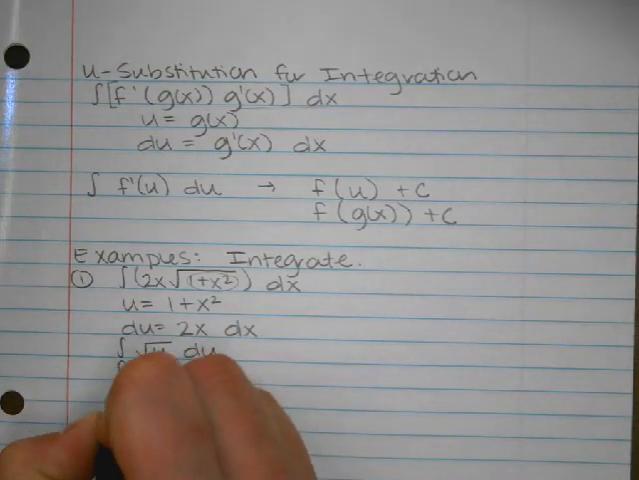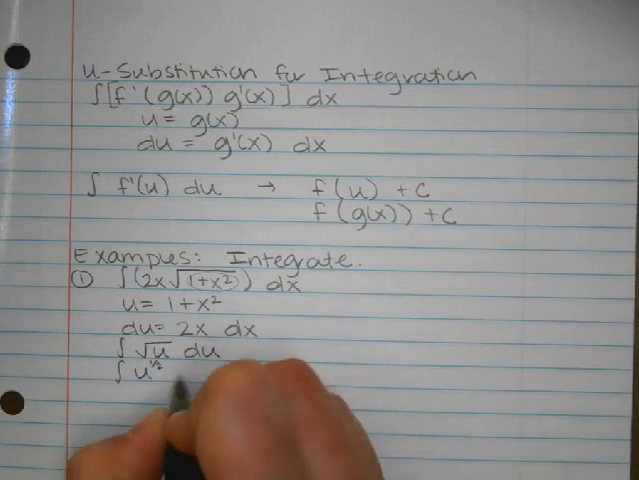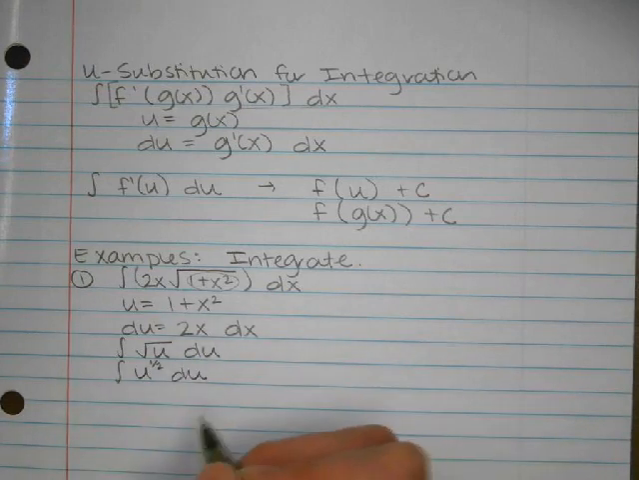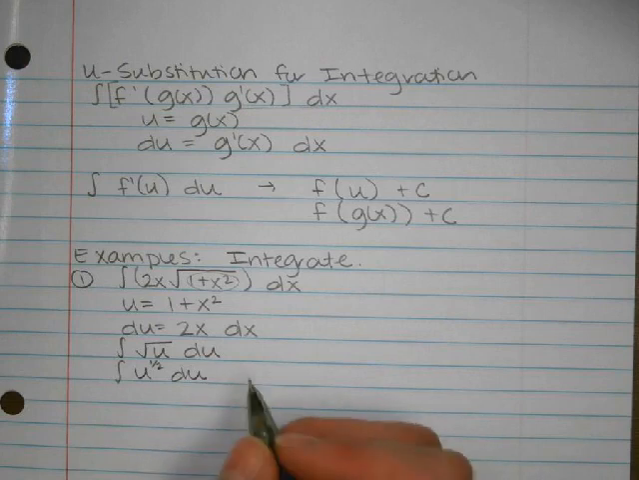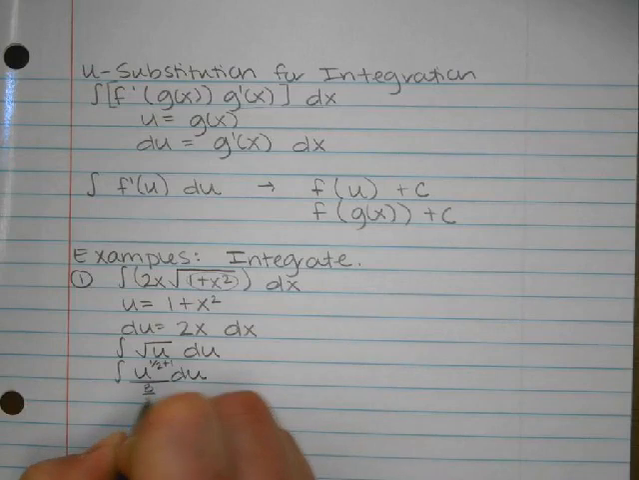So I'm going to go ahead and rewrite this so it's easier for me to integrate. That's u to the 1/2 du. And then I can go ahead and use my integration rules. So 1/2 plus 1 is 3/2.